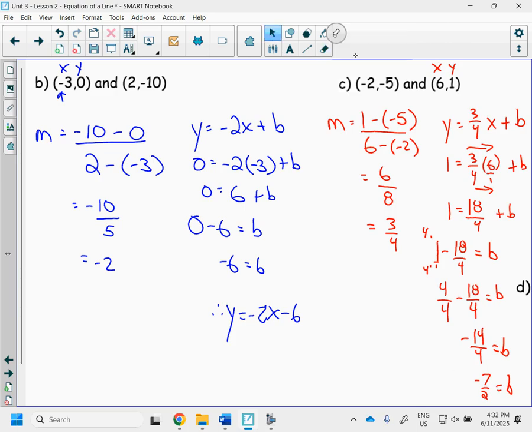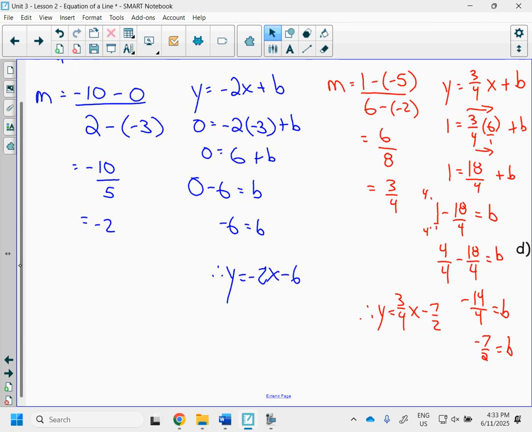Okay, what's my equation this time? Y equals mx plus b. M we said was 3/4, and b was negative 7/2. And it's okay that your fractions have different denominators. That's not the end of the world, not a big deal at all.